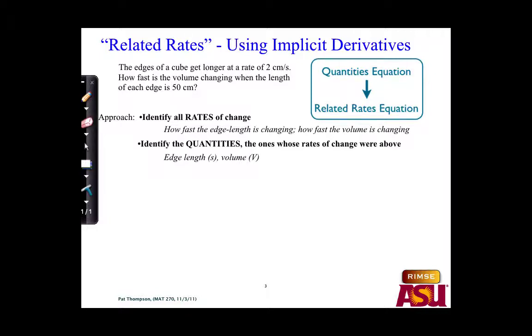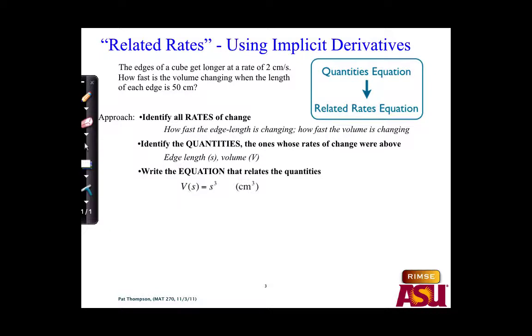So S, this edge length here, is really a function of time. So S is a whole formula. Volume is therefore also a whole formula of time in addition to being related to S. So it's like a composition of functions. As time goes by, the edge length gets larger, and as the edge length gets larger, the volume gets larger. So it's really a huge composition of functions, but we don't need to know the inner one.